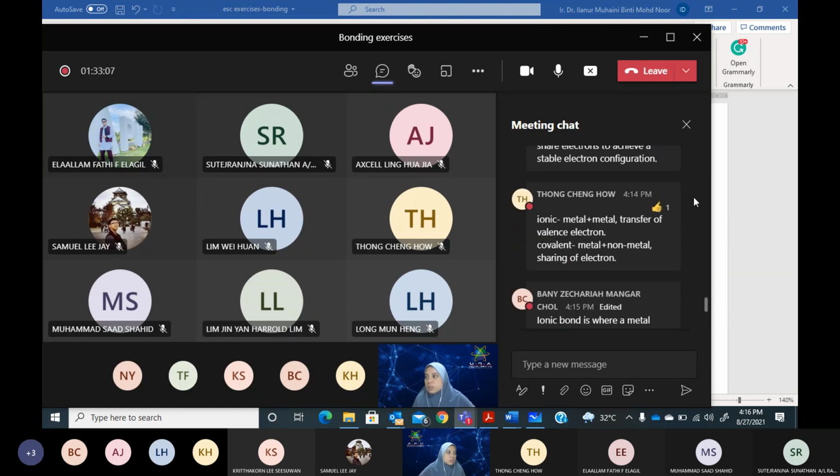Next is Tong Cheng Hao. Ionic is somewhat simple, see. In chat still can, but in the real exam you must have a long answer. Metal plus metal, this one is wrong also. Metal plus metal is metallic. Wrongly typed or what, this one? Metal plus non-metal. Covalent, non-metal plus non-metal. Both wrong.